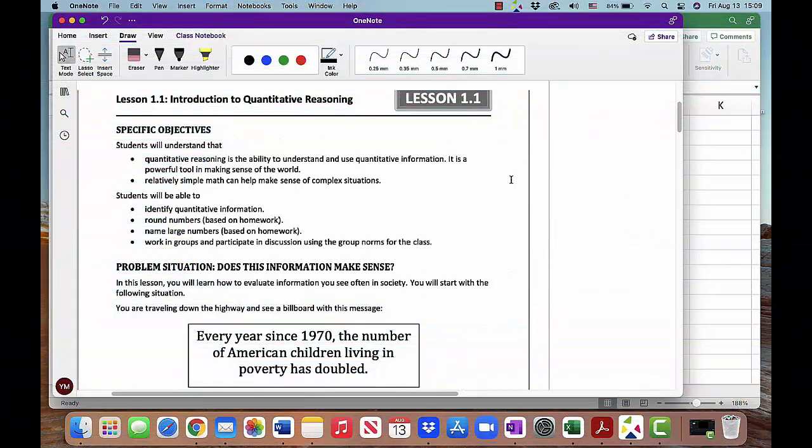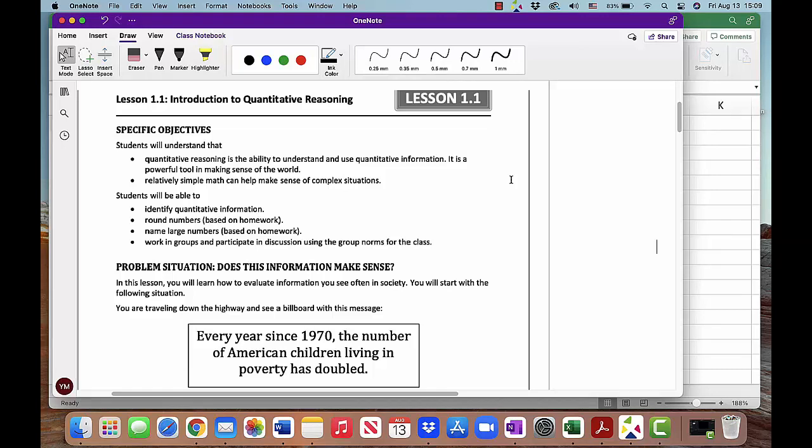Hi everybody, we're going to be starting our course and we'll begin with lesson 1.1, Introduction to Quantitative Reasoning. Make sure you have this handout handy or have it pulled up on your screen and follow along and take good notes. You will see that every lesson that we'll be covering starts with specific objectives. That includes both mathematical objectives as well as quantitative reasoning objectives.